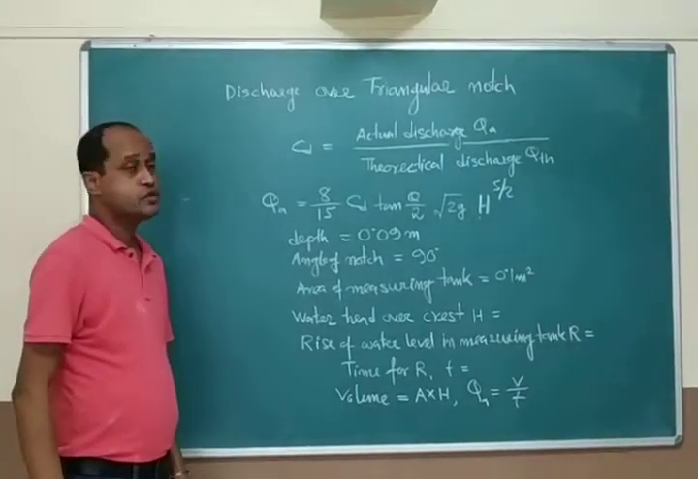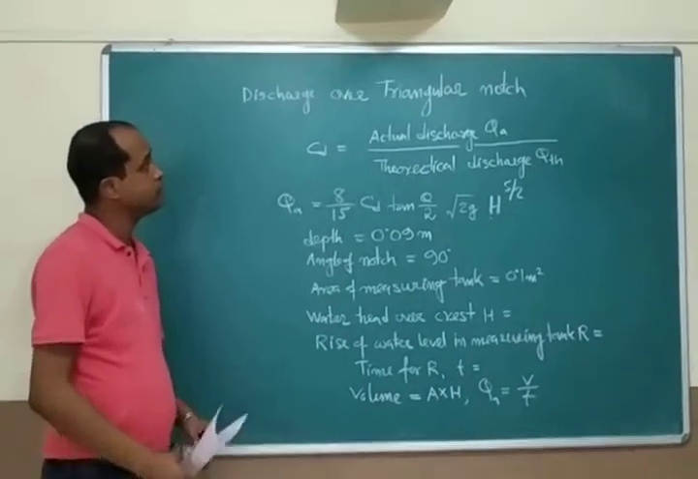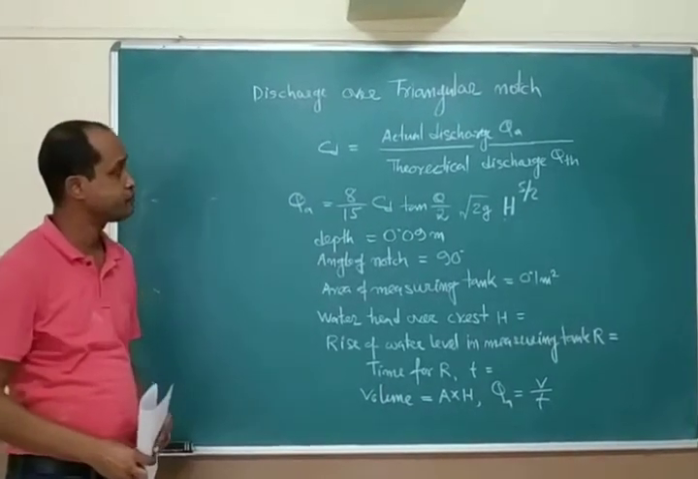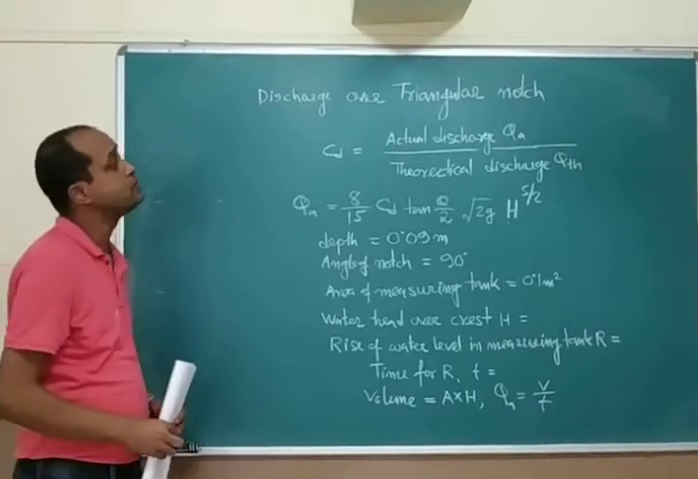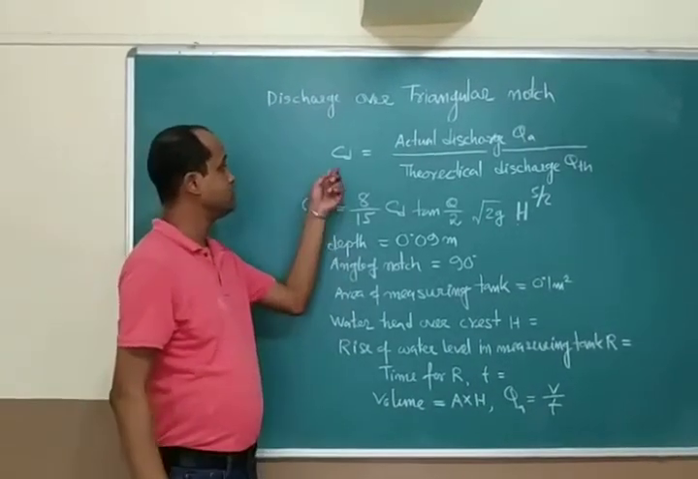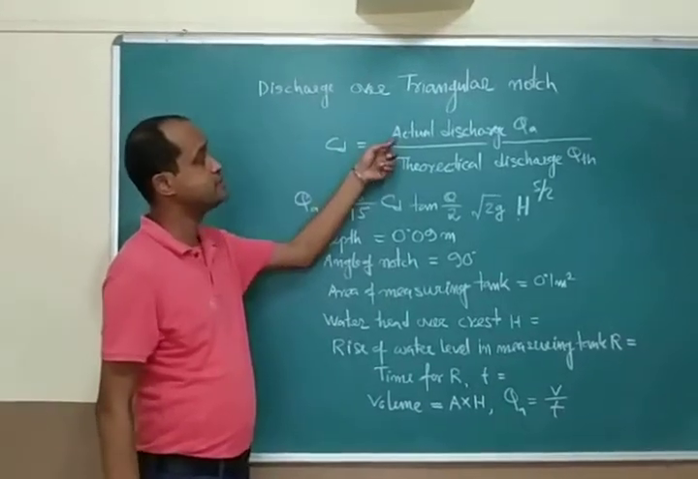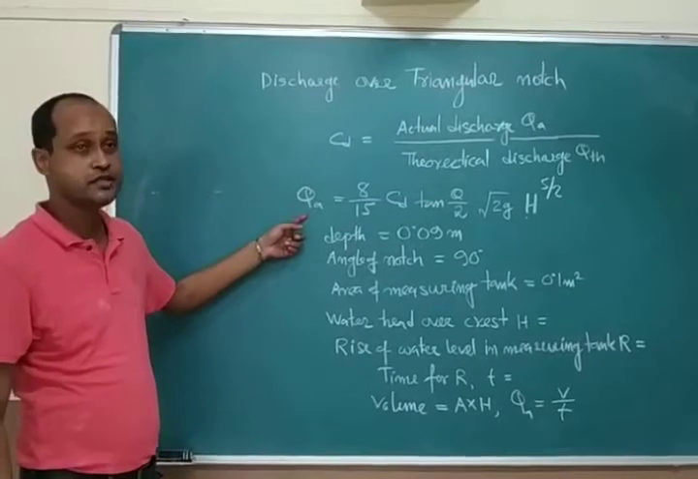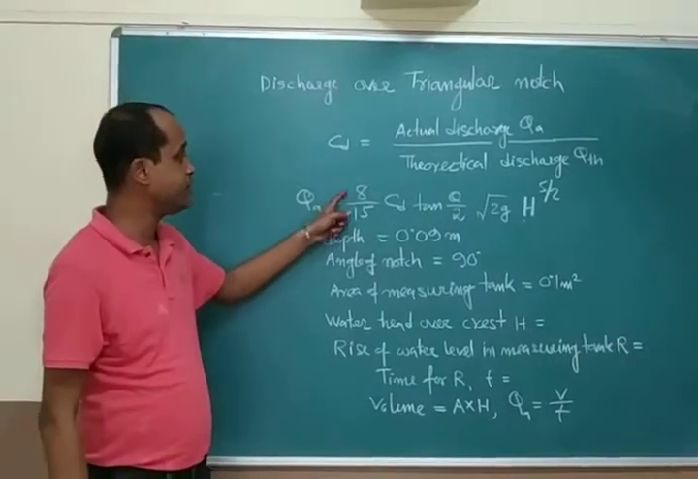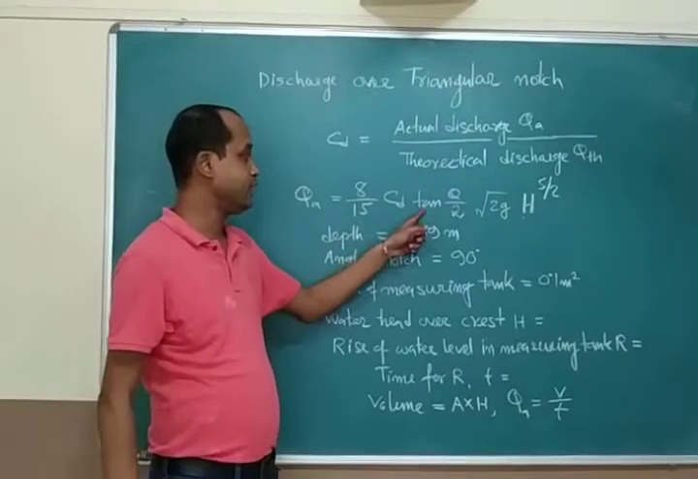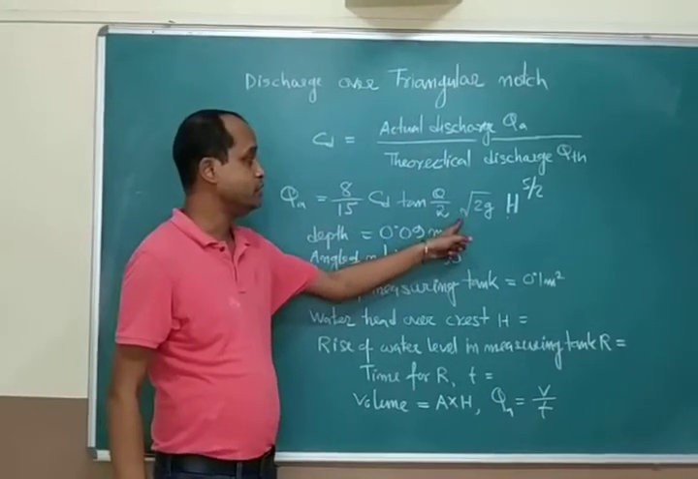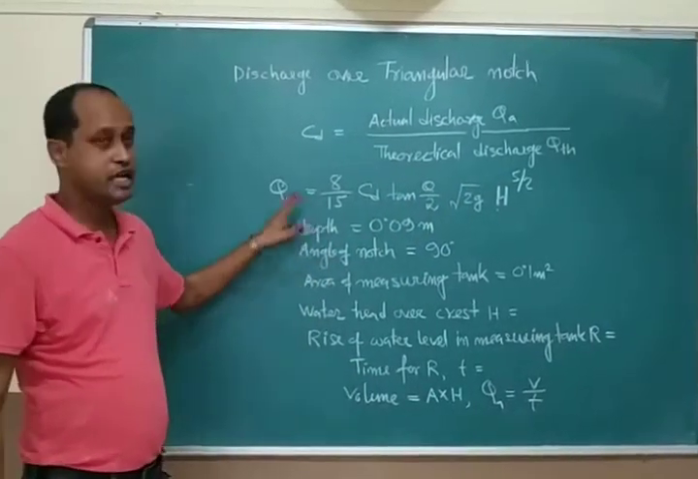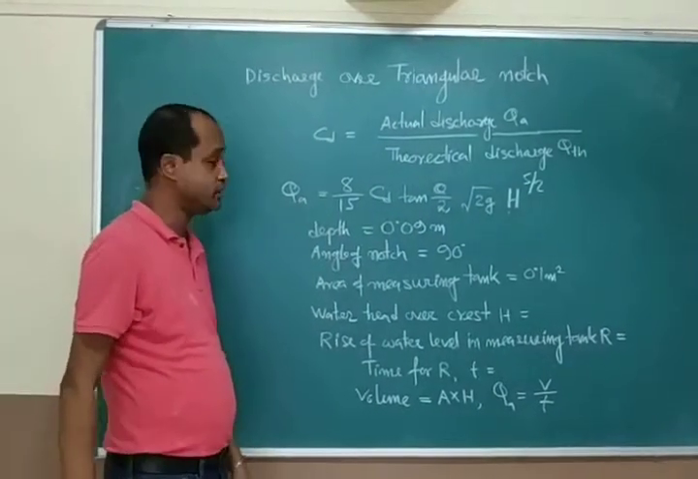Dear students, today we will discuss the discharge over the triangular notch. It's quite similar to the previous one. The Cd, the coefficient of discharge, is actual discharge by theoretical discharge, and the actual discharge of a triangular notch is 8/15 Cd tan(theta/2) root 2g H^(5/2). So this is the derivation. We already derived that one in the theory class.